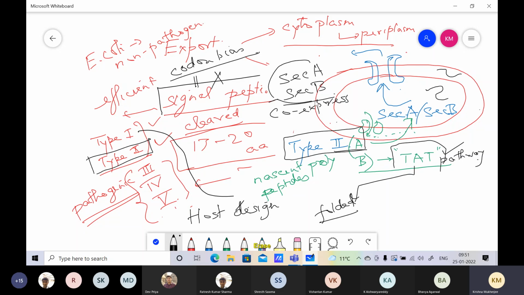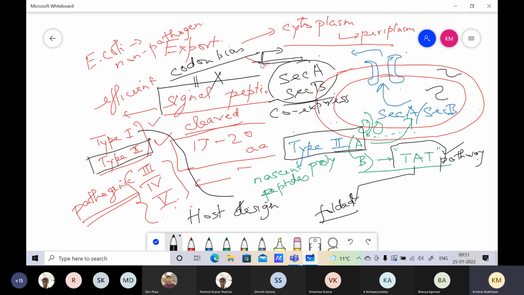And host design which will, for example, co-express GroEL/GroES or DnaK, DnaJ or heat shock proteins, and co-express SecA and SecB. These are things that ensure that the host is better designed for producing protein. So the take-home message that I'm trying to give in this single lecture is that it is not, as they will teach you in molecular biology, that making a good promoter ensures good protein formation. It is a design which is much more complex and much more holistic than having a good promoter.